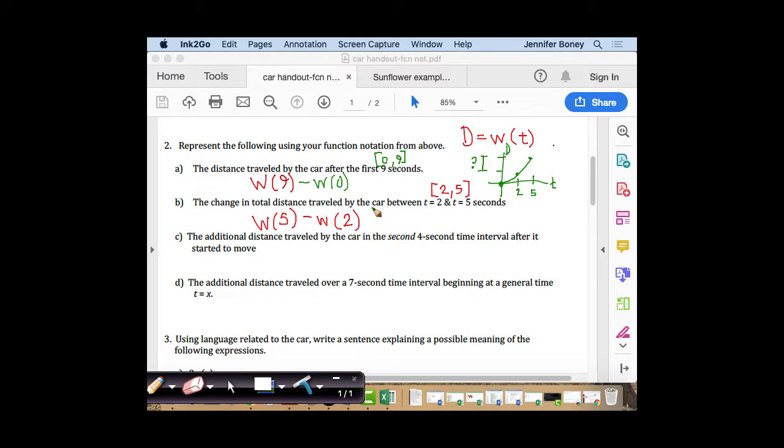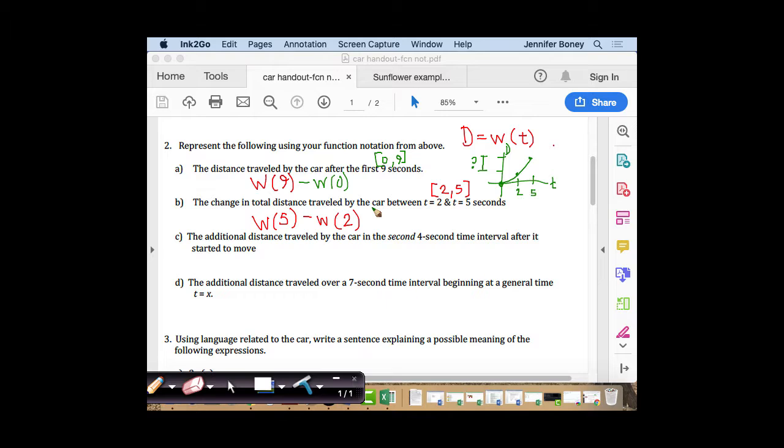Now, if you haven't taken a look at these already, C and D, we can use the same sort of strategy to write these expressions. We're going to be writing expressions for general intervals, and both the independent and dependent variable change over those general intervals quite a bit in here. So, an additional distance traveled by the car in the second 4-second time interval after it started to move.